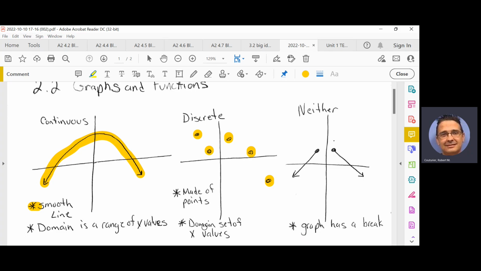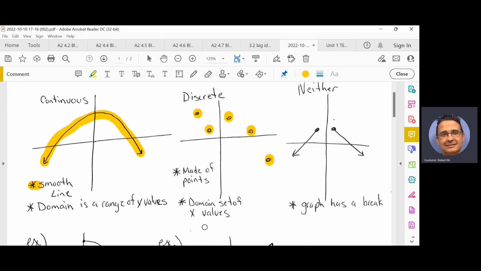When we go to write a domain like this, our domain would be a set of numbers that are only the x coordinates of each one of these points. So it'd be the set of, let's say, -2, -1, 1, 2, and 3. That would be the domain of this. Individual numbers in a set. It's all the x coordinates of these particular points.